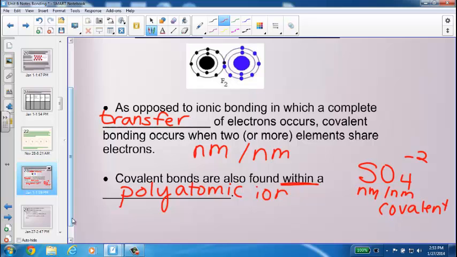Now, if that polyatomic attaches to a metal like barium, for example, what do you do with the dead chemist?